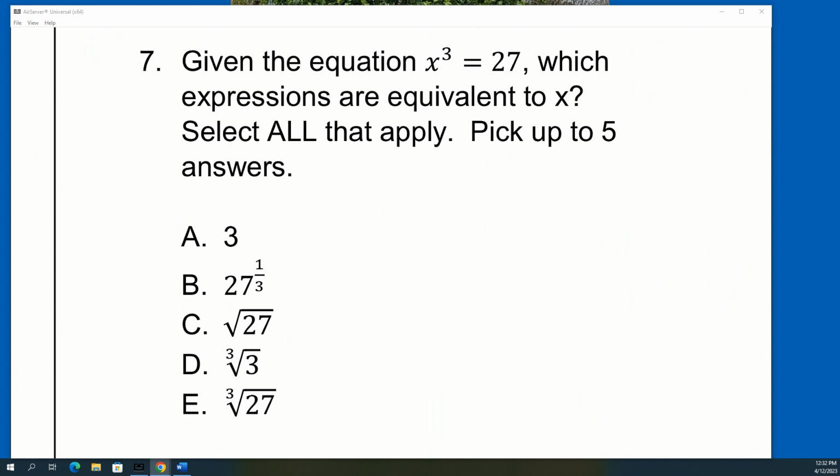But yeah, the multiple select are tough. You can pick up to 5. There's probably never going to be 5 answers. But if we want to solve x cubed equals 27, what do you think you would do to get rid of a cube? Cube root the other side. Okay. And do you know what the cube root of 27 is? What times itself 3 times gives you 27? 3. So that is definitely a choice. However, it is not the only choice.